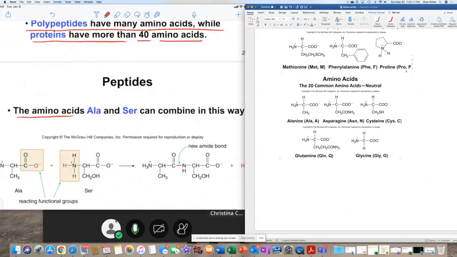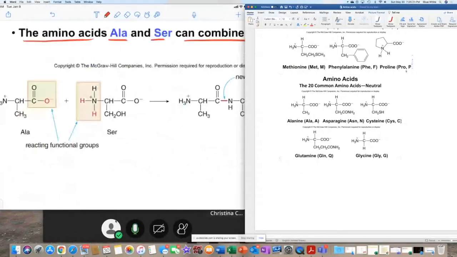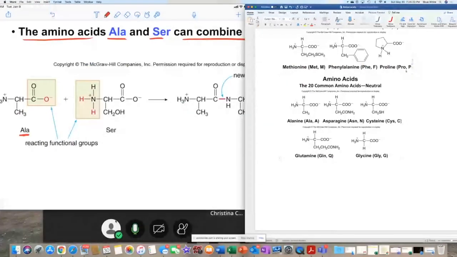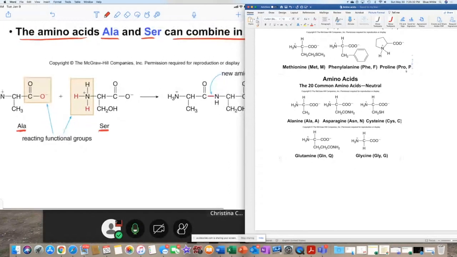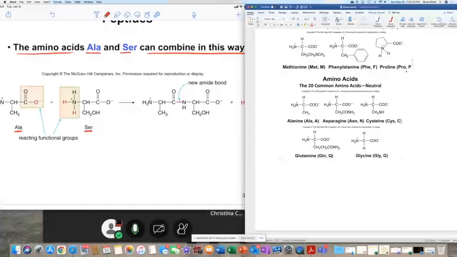So we're told here the amino acids can combine in this way. So here we're seeing alanine combine. Okay, I'm a little rusty in the name, so I should think a little more. Yeah, alanine and serine are combining, right? And this will be called combined. This will be called alaser.